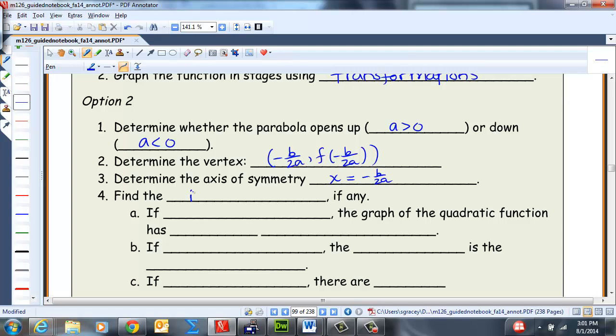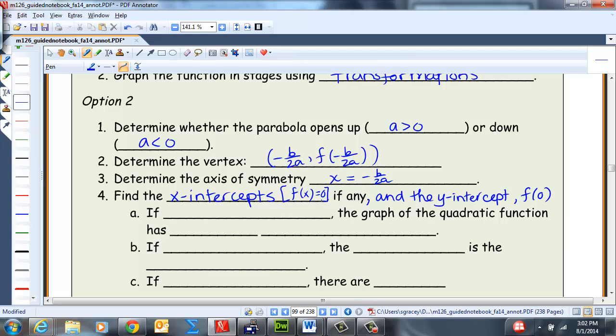And then find the intercepts, the x-intercepts, if any, and the y-intercept, by evaluating f at 0. And remember, finding the x-intercepts means you set f of x equal to 0 and solve for x.